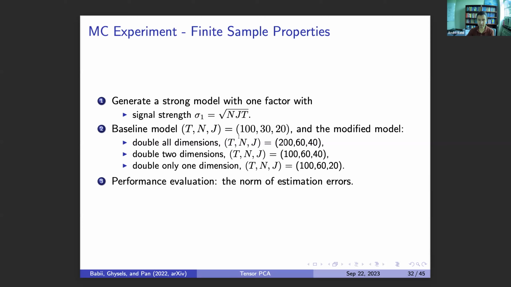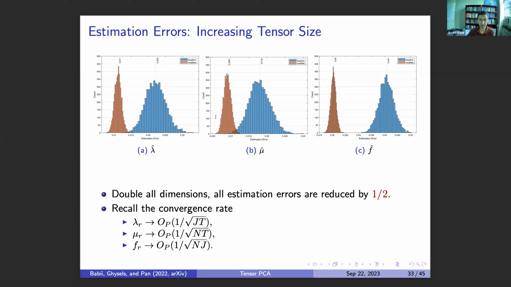So first, what happens if you double all dimensions? In that case, we see that the error reduces. So the distribution of errors, blue is the baseline, moves to orange. And it's reduced on average by a factor of 1/2, which is what we would expect from these rates when we double all dimensions.